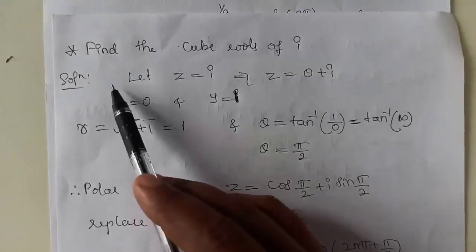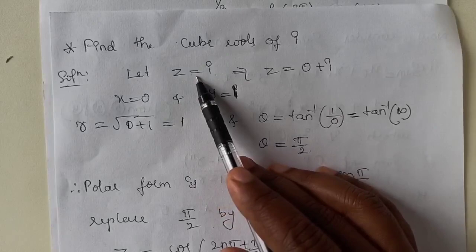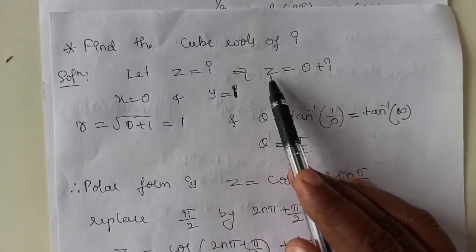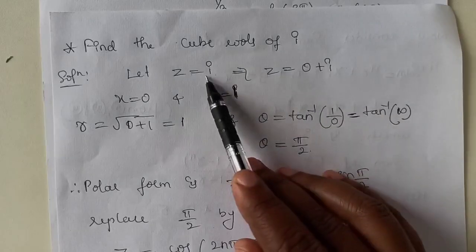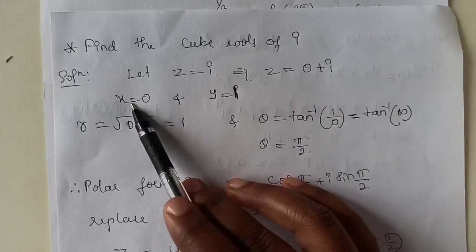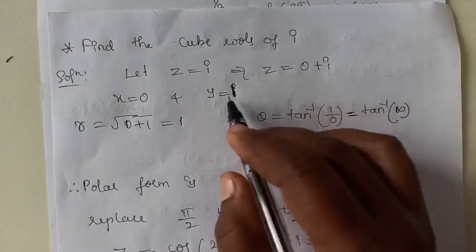So let z be equal to i. Considering z equal to i, on transforming into a complex number we get 0 plus i. That means the real part is absent, therefore we consider the real part equal to 0 and the imaginary part equal to 1, right?